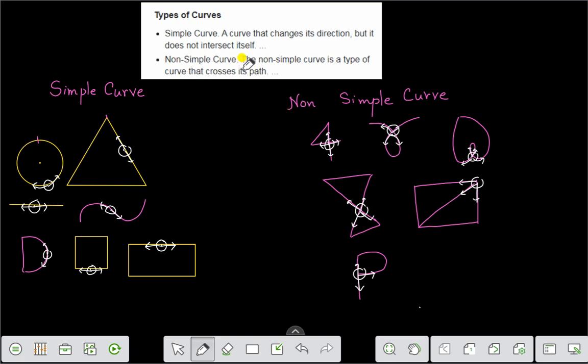Or you can say that the non-simple curve is a type of curve that crosses its path. Here you see, this is the point where it crosses. This is the point where it crosses. This is the point where it crosses. This is the point where it crosses, and this is the point where it crosses. This is the point where it crosses, right? Therefore, by definition, a simple curve, a curve that changes its direction but does not intersect itself, is called a simple curve. The non-simple curve is a type of curve that crosses its path.